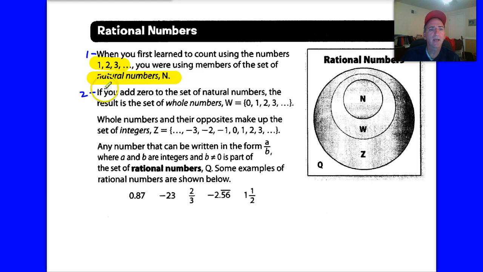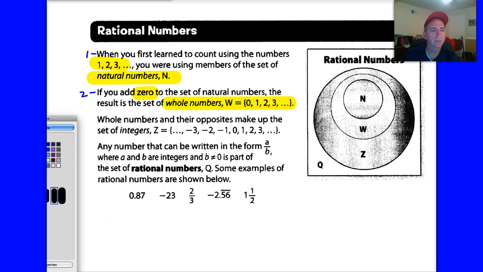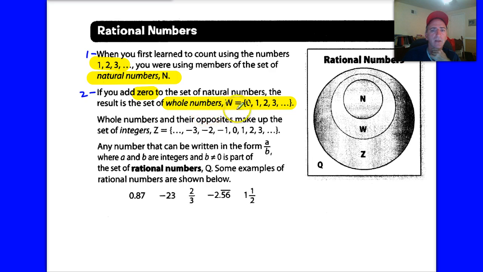Here's the second part. If you add 0 to the set of natural numbers, the result is the set of whole numbers. I'm trying to reset my highlighter here because I don't like how fat it is. There we go. Whole numbers include 0 and include all the natural numbers as well.